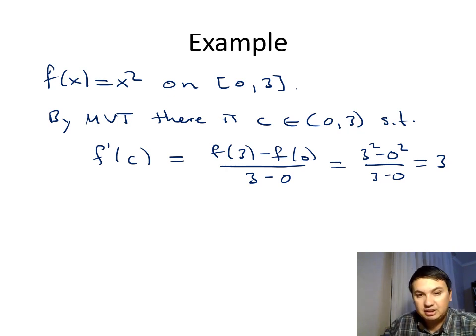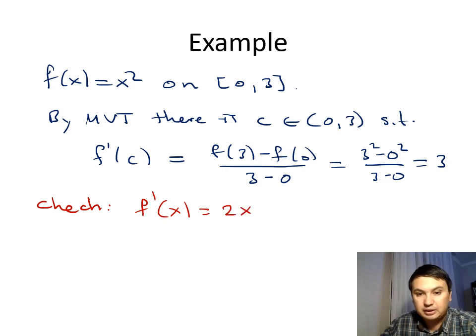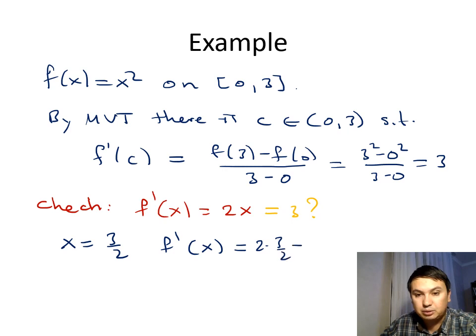Let's check it. Is it really the case? We want to verify the mean value theorem. What is the derivative? f prime of x is 2x. I want to find a point where this is equal to 3. If I let x equal 3 over 2, then f prime of x, or c if you like, is 2 times 3 over 2. So this is indeed 3. That's what we are looking for.